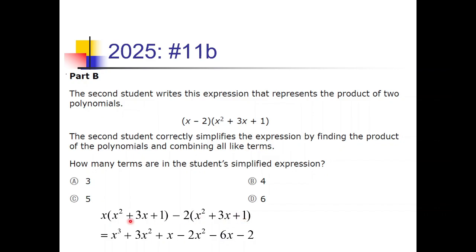Combining like terms, x cubed is the only x cubed, so I'm just going to rewrite that. 3x squared and negative 2x squared can combine because they have the same exponents, so that will give us 1x squared. And then we have x minus 6x, that's going to be negative 5x, and then finally negative 2. So counting these up, we've got 1, 2, 3, 4. So it is the typical case of 4 terms, which means that we can now definitively choose choice B.